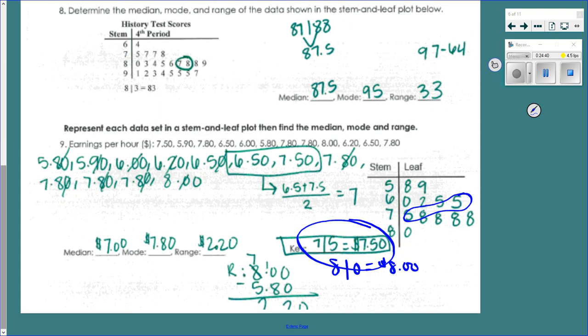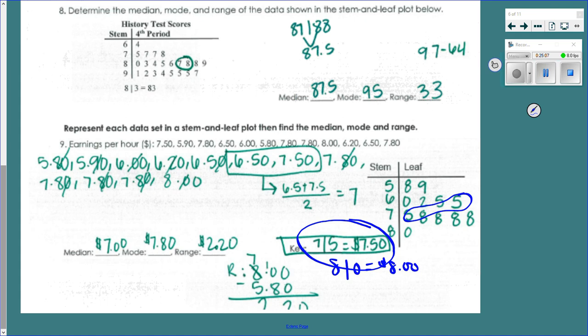Number 9 was a little bit tricky. Now here's the key. Because the last digit in every number was a 0, that doesn't actually really have a value in that place. So we can actually use the tenths as our place value for the leaves. That means my stem is the dollars. So I should add a 5 with an 8 and a 9, 6 with a 0, 2, 5, 5, 7, 7 with a 5, 8, 8, 8, 8, and an 8 with a 0.